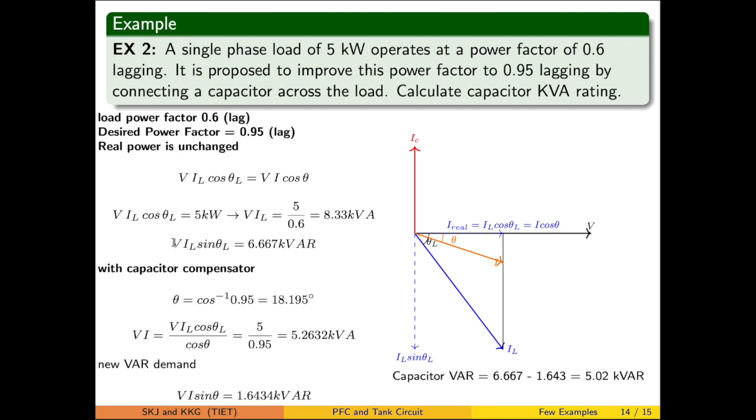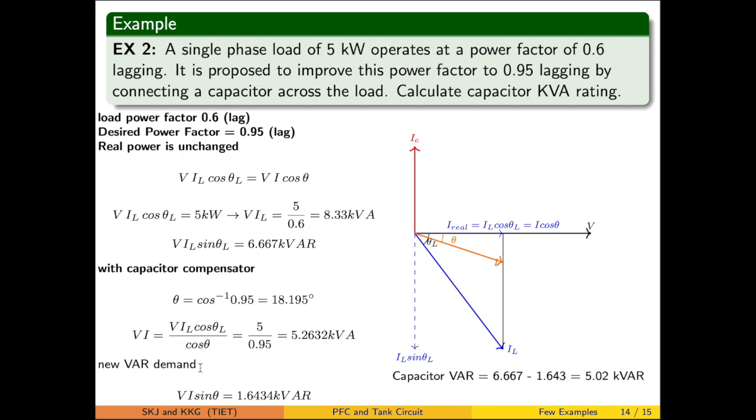we will be able to find out the reactive current component. Now the 0.95 is a lagging power factor, so correspondingly we can note the desired theta value, and the new value of VI can be obtained by having a real power balance as explained previously. So this is VIL cosine of theta L upon cosine theta. Cosine theta is known, VIL cosine theta L is known as 5 kilowatt from the supply. So we will be getting this.